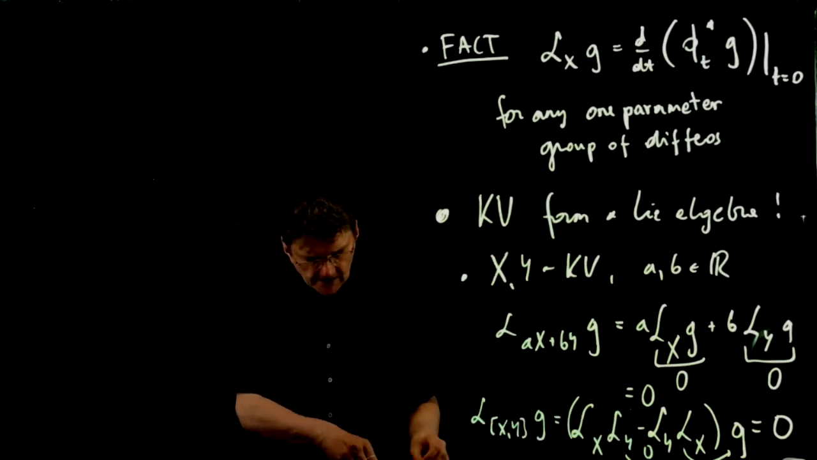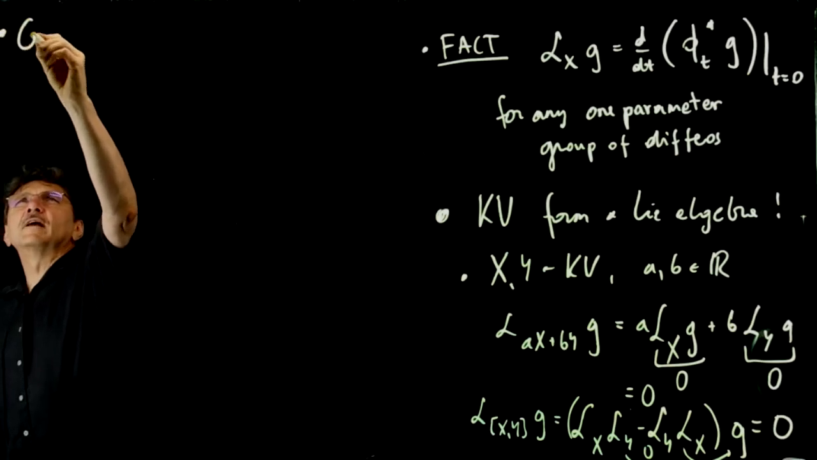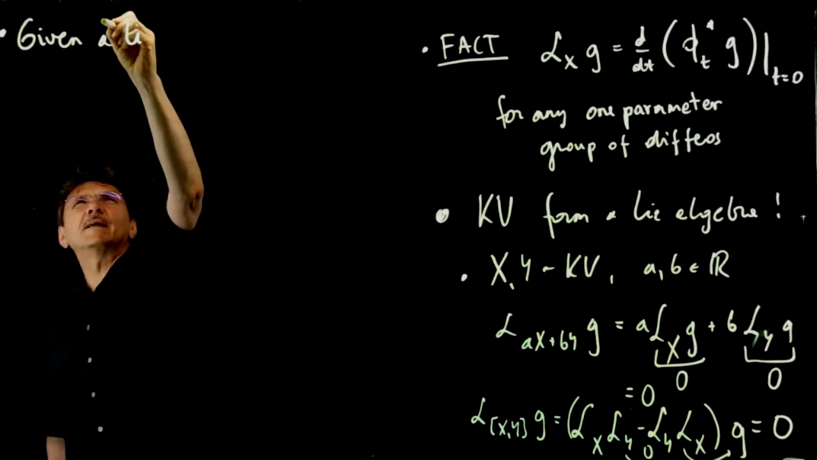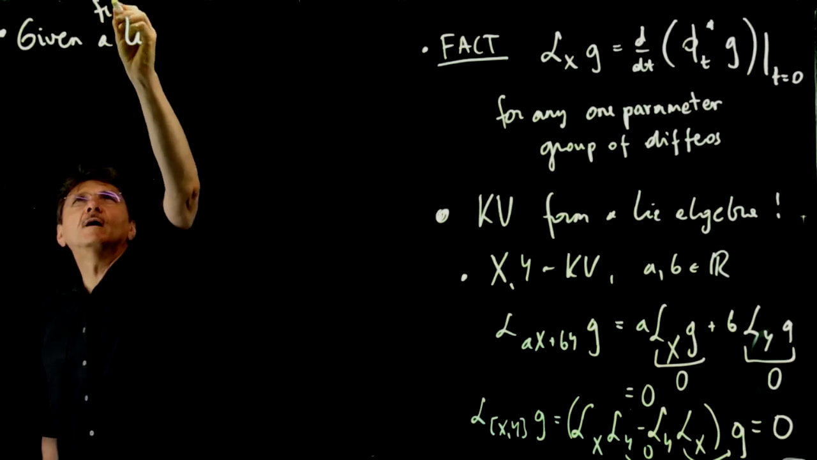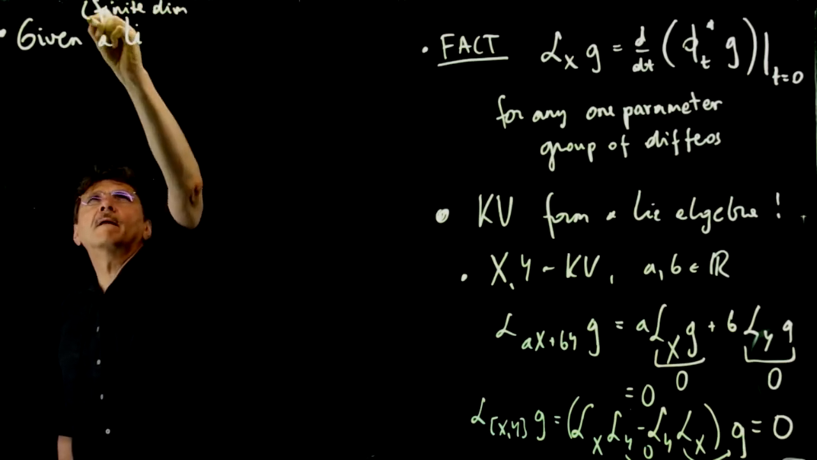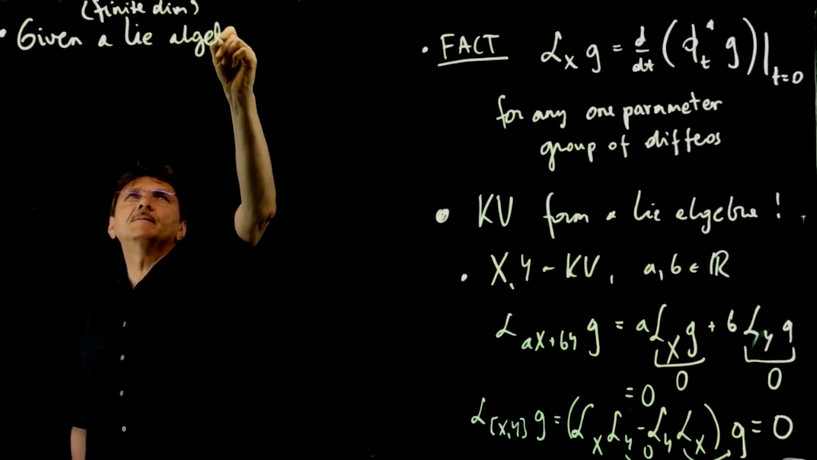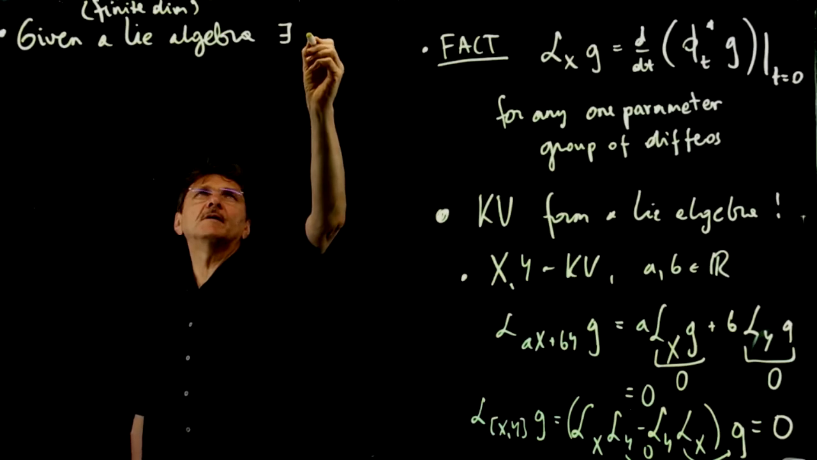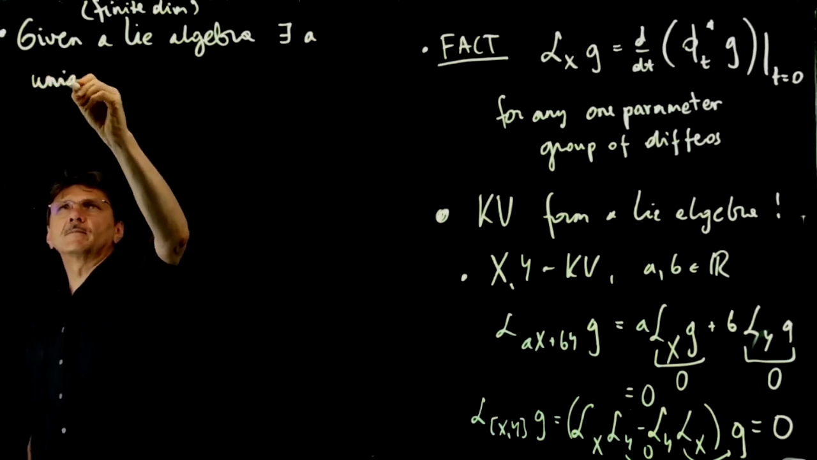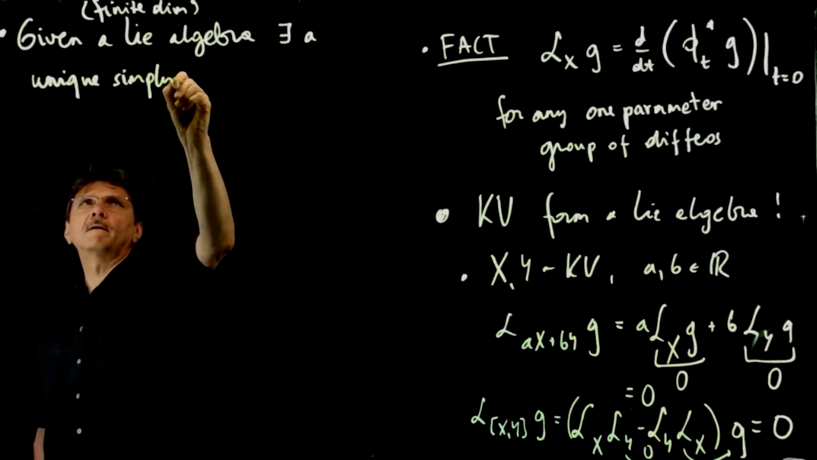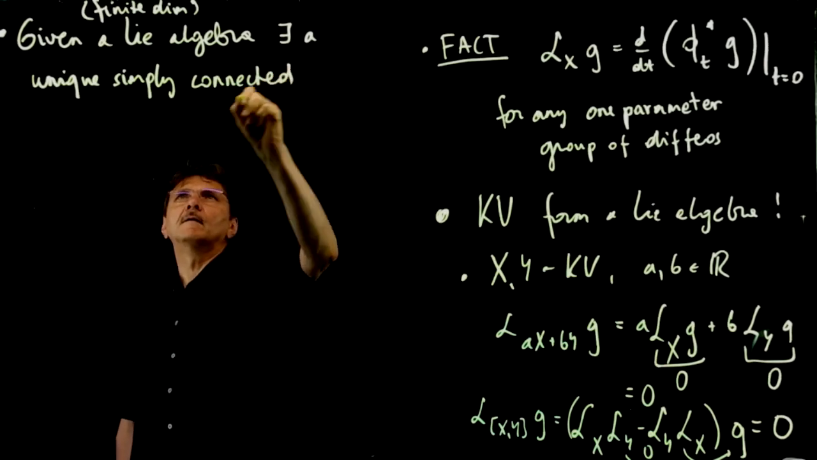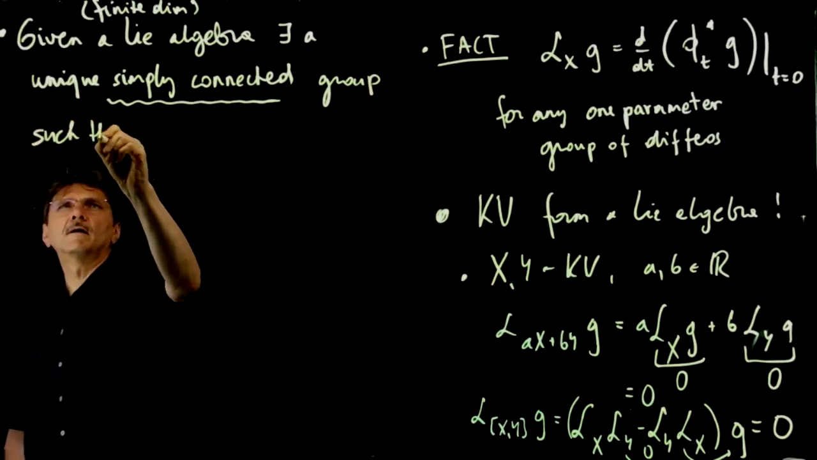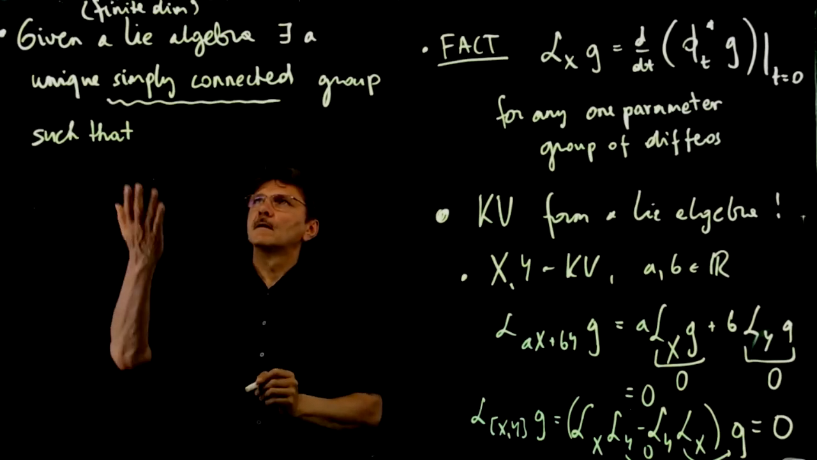So again, a fundamental fact: given a Lie algebra, well, let's just say finite dimensional, I don't want to make any claims about higher dimensions, probably true in all dimensions, even infinite dimensions, but let's not worry about this. There exists a unique simply connected group which goes with it, associated with it, right?